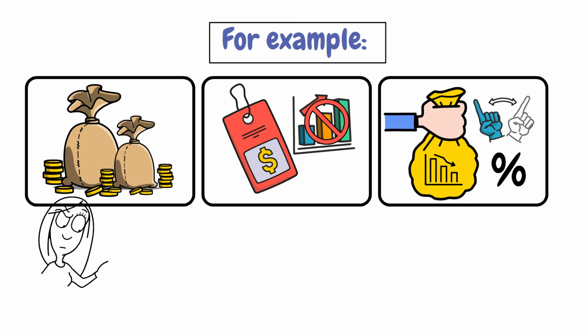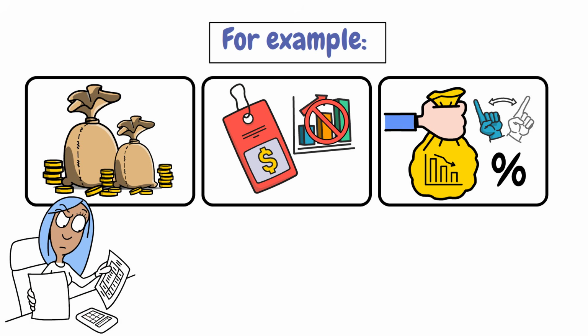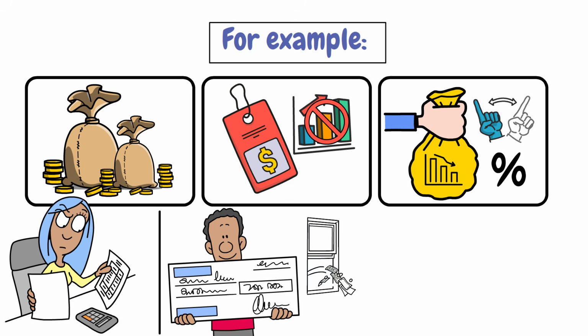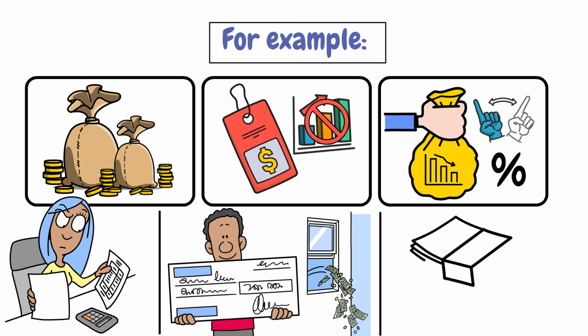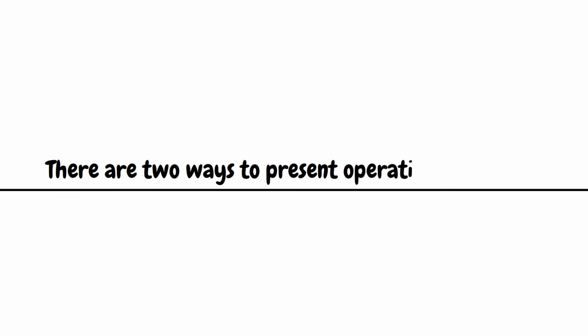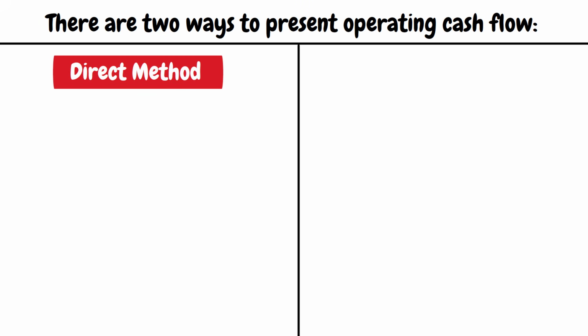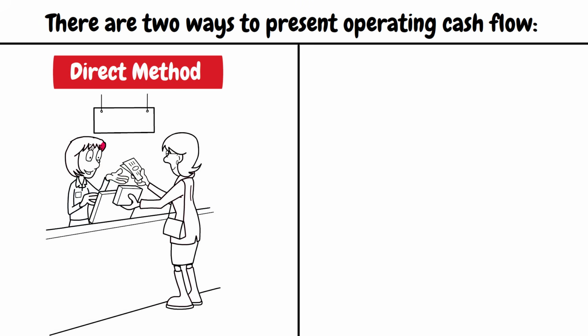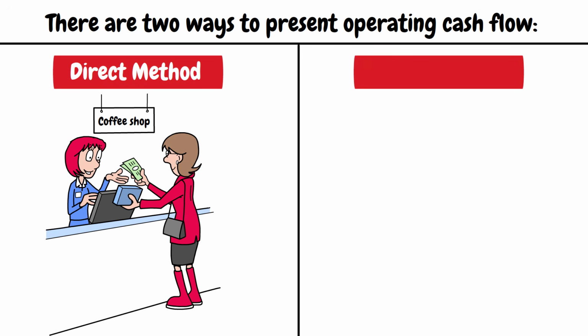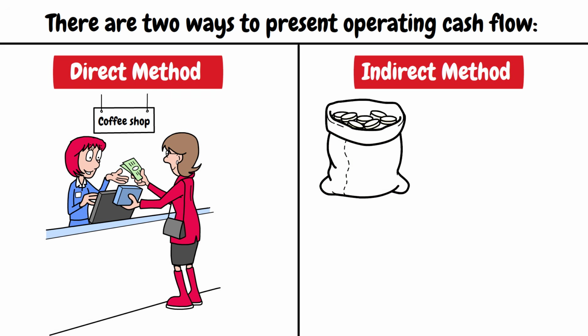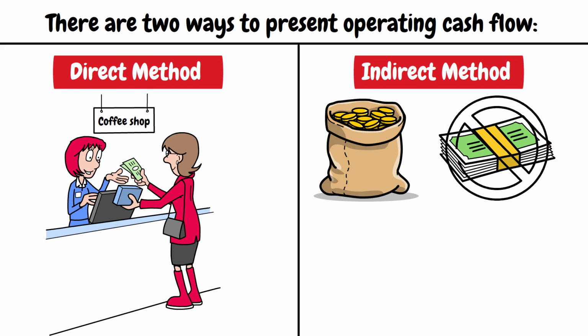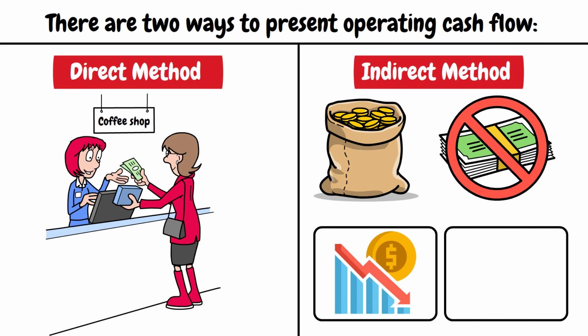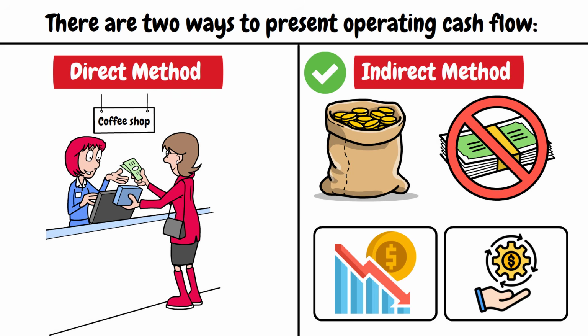That's why investors, managers, and banks always check the cash flow statement. A company can be profitable on paper, but run out of cash and go bankrupt. Cash keeps the business alive. There are two ways to present operating cash flow. One, the direct method. It shows actual cash received and paid, like our coffee shop example. And two, the indirect method. That starts with net income and adjusts for non-cash items like depreciation and changes in working capital. Most companies use the indirect method, but both arrive at the same operating cash flow number.